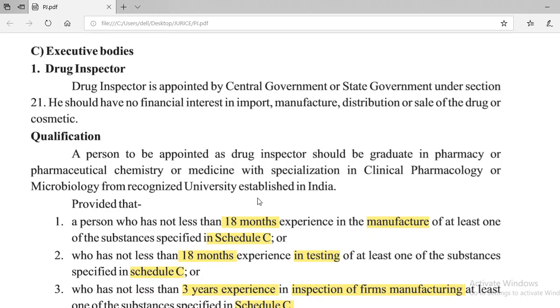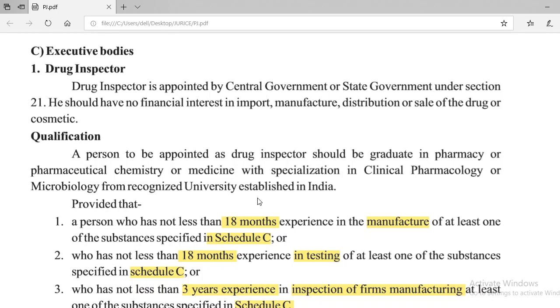Drug inspector is a person who has a major role in our industry and in the regulation of this act, meaning the Drug and Cosmetic Act. Also, this question is important from the exam perspective, so this video is very important. You have to take notes of each and every point discussed in this video about the drug inspector.